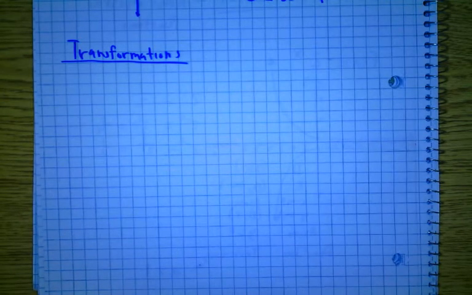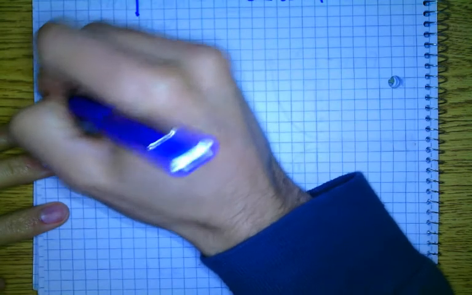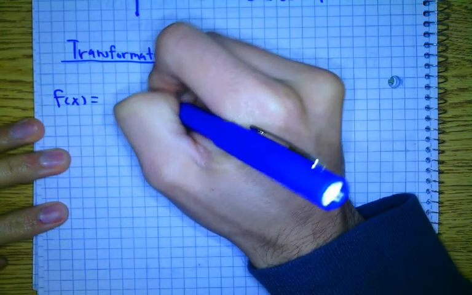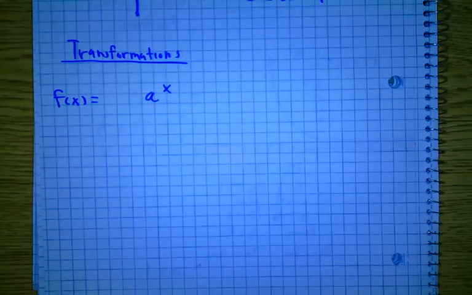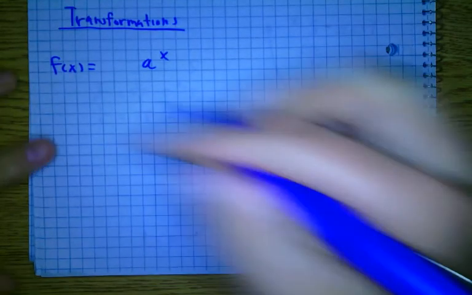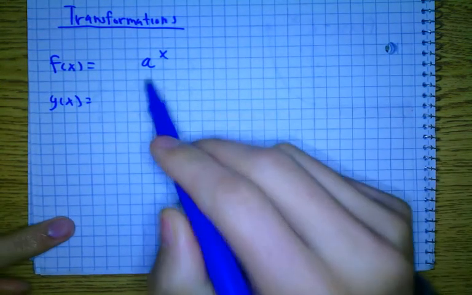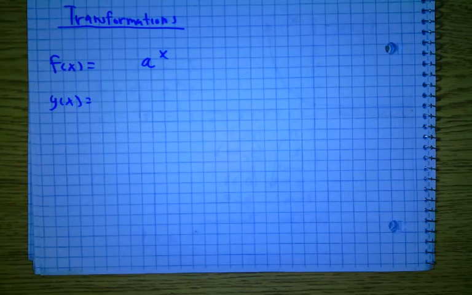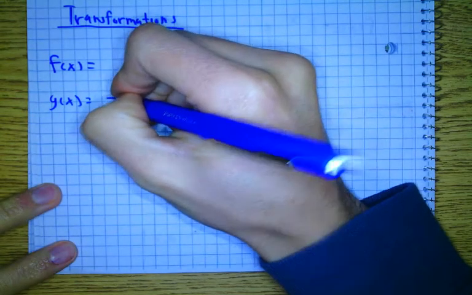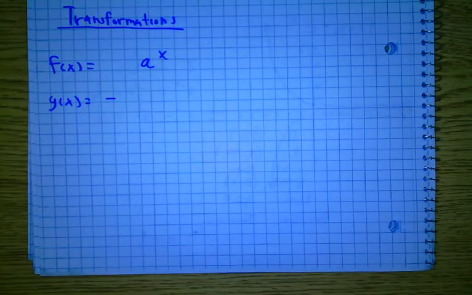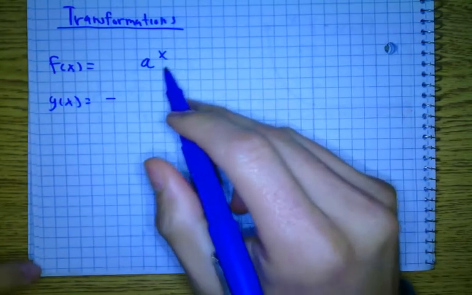But let's review, okay? So let's say that you have a function, and that function is just a to the x, right? That's what we have. We're dealing with the parent function of an exponential. So let's talk about transformations, okay? What would I have to do to this in order to get a reflection over the x-axis? So a negative in the front. Cool? What would I have to do to this function so that I can have a vertical stretch?